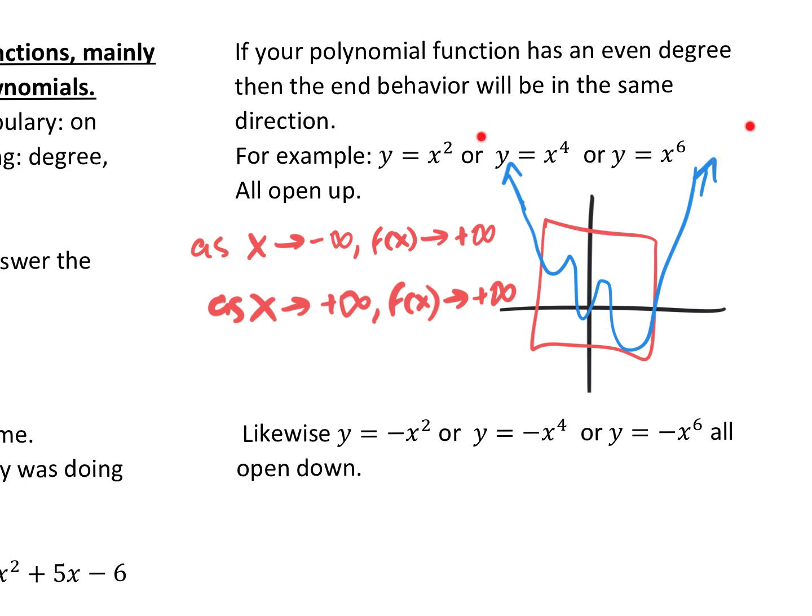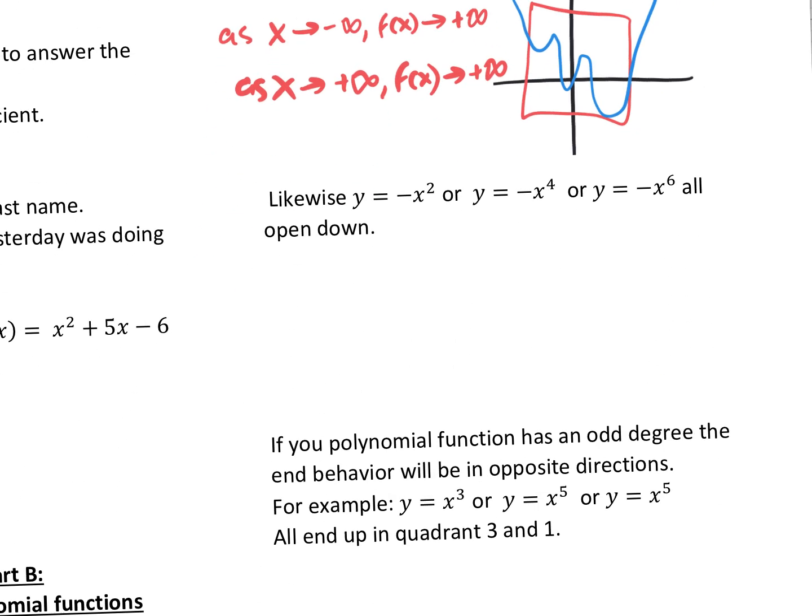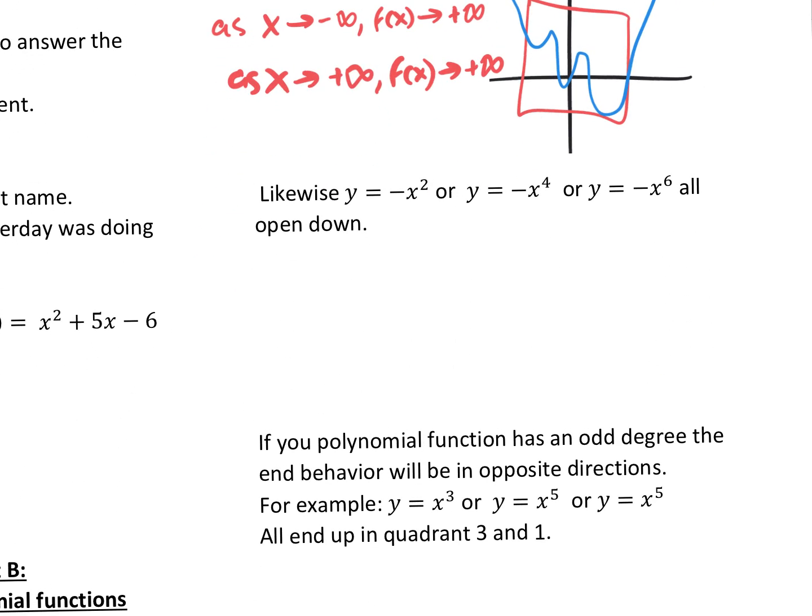Okay. Now, what if you had a negative a value of 1? Then, and this is an even degree function, your end behavior will be down here and down there because the a value of -1 causes a reflection over the x-axis. So the end behavior will be down here and down there. Does that make sense? Okay.